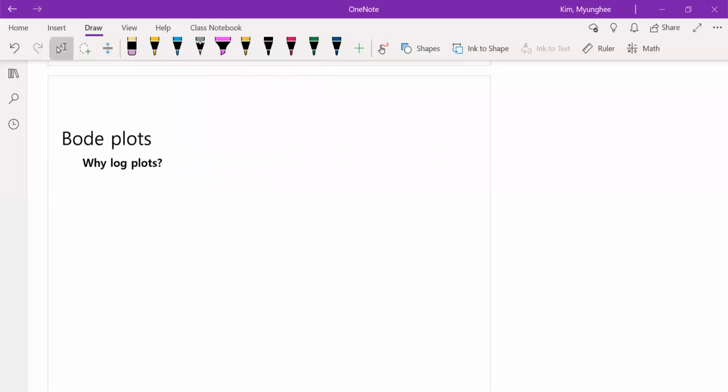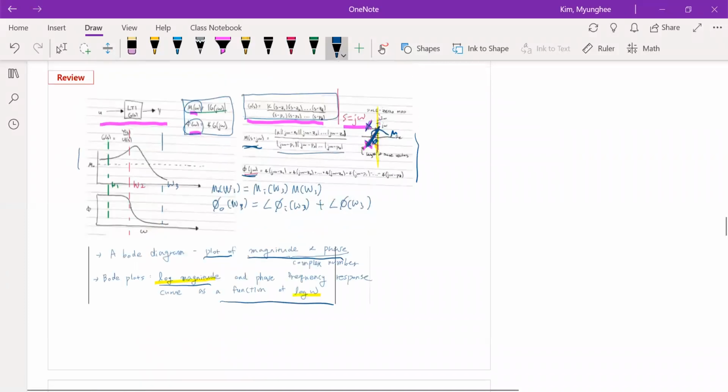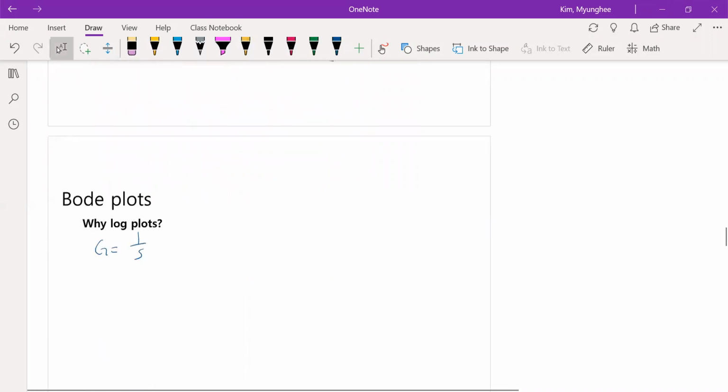So why are you dealing with log plots in the beginning? It's because it's mathematically much more convenient, because you are lazy. The control engineers are very lazy, actually. It's not actually true. Let's make a very simple example, which is 1/s. To make a frequency response, we can simply plug in j omega. Then G(j omega) becomes 1/(j omega).